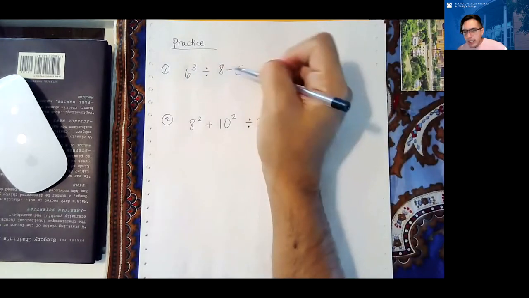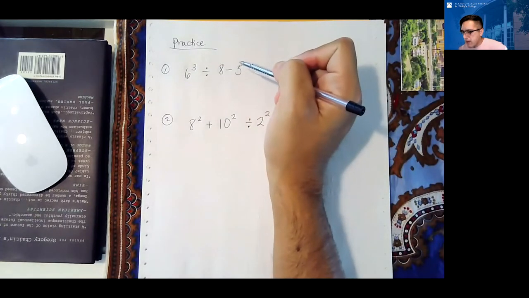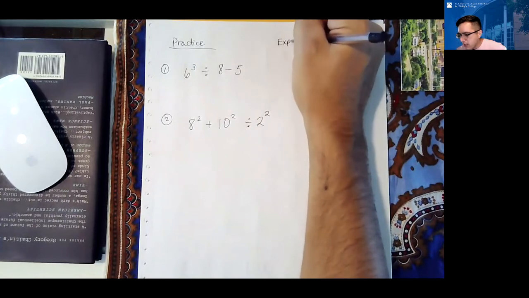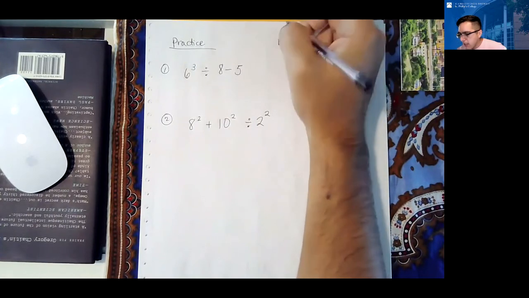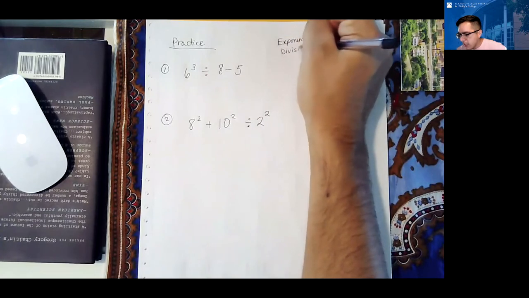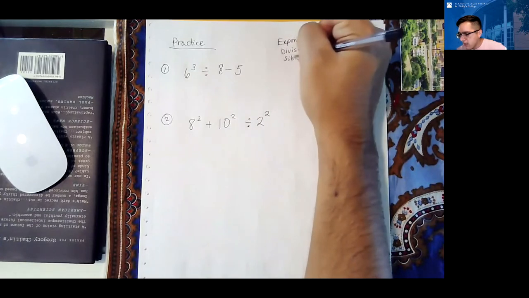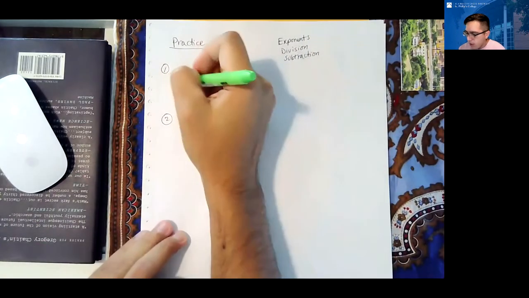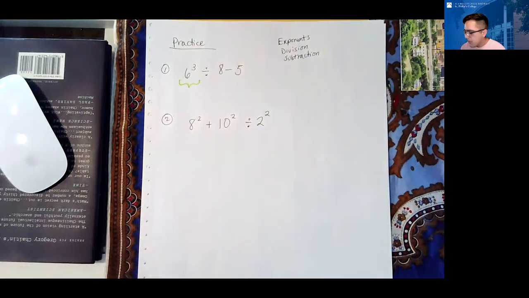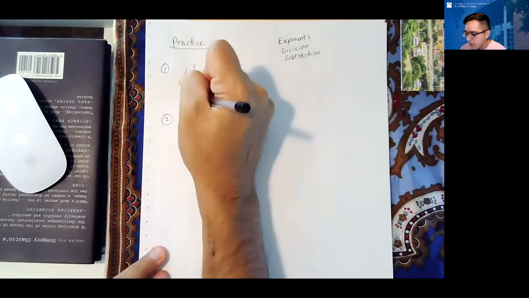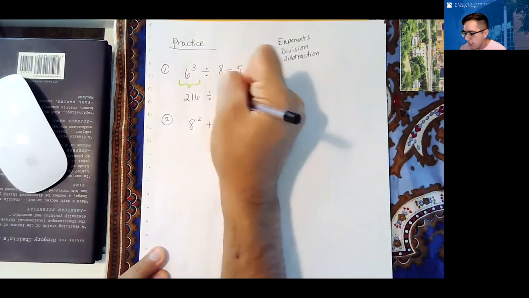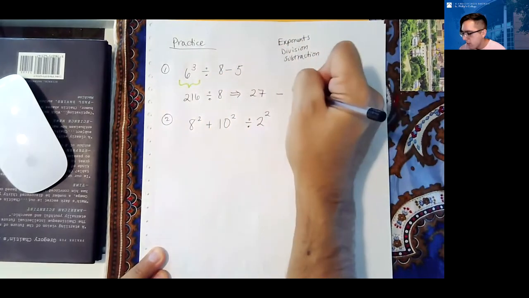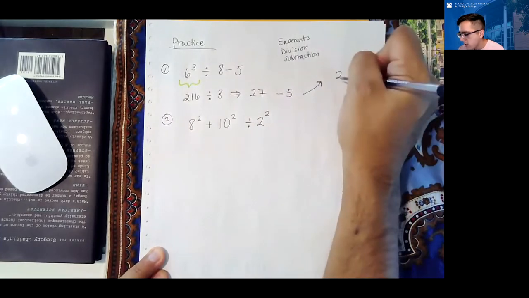For the first practice problem, if we're writing out our game plan, we need to take care of our exponents. Then we need to take care of the division and then the subtraction. So in my head, we sort of found in the last problem that 6 times 6 times 6 should be 216. When you divide that by 8, that should turn into 27. And then when you subtract the 5, you should get the final answer of 22.